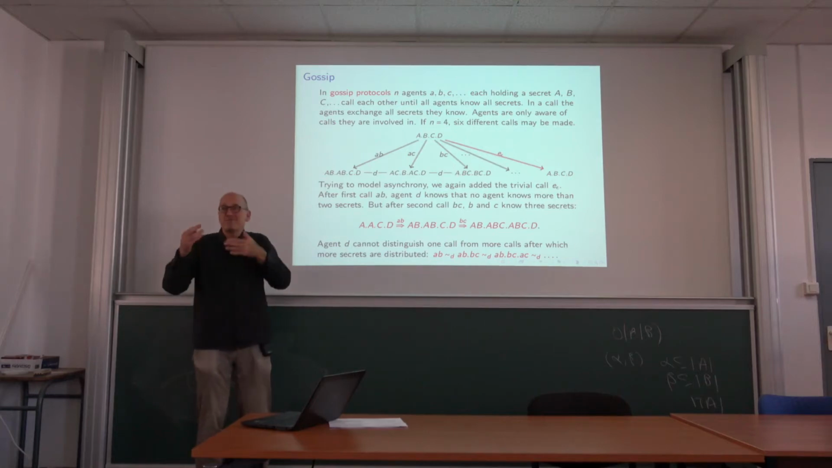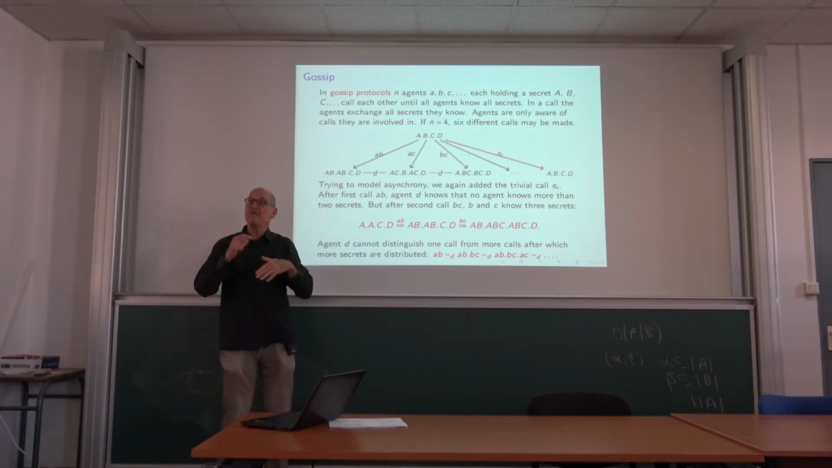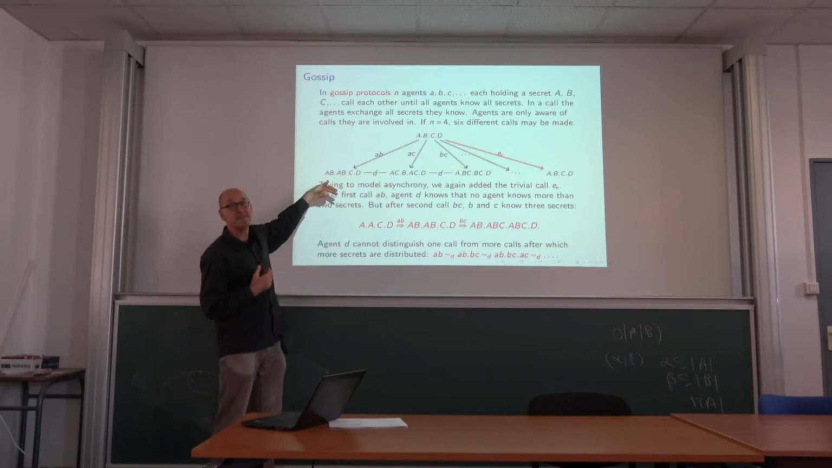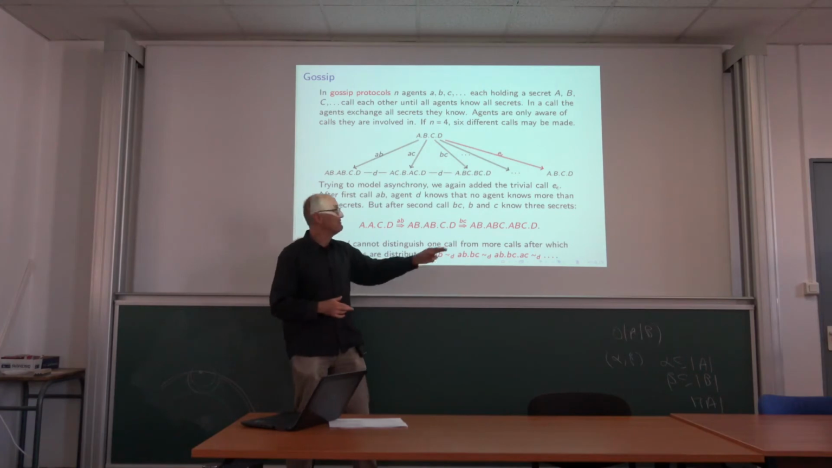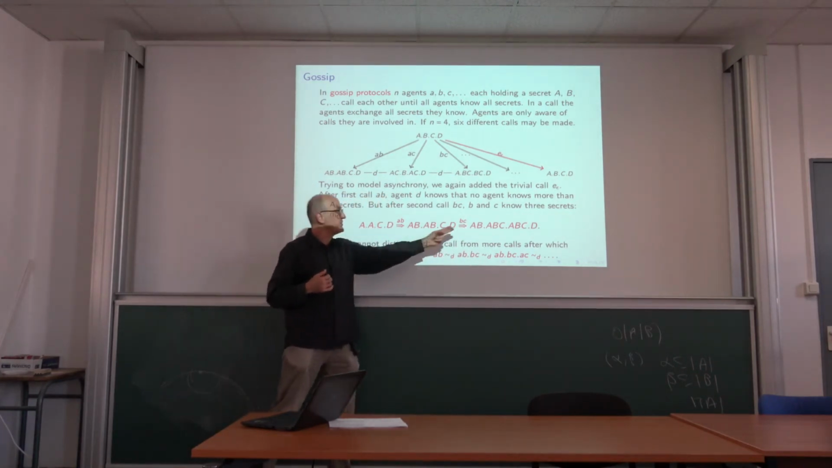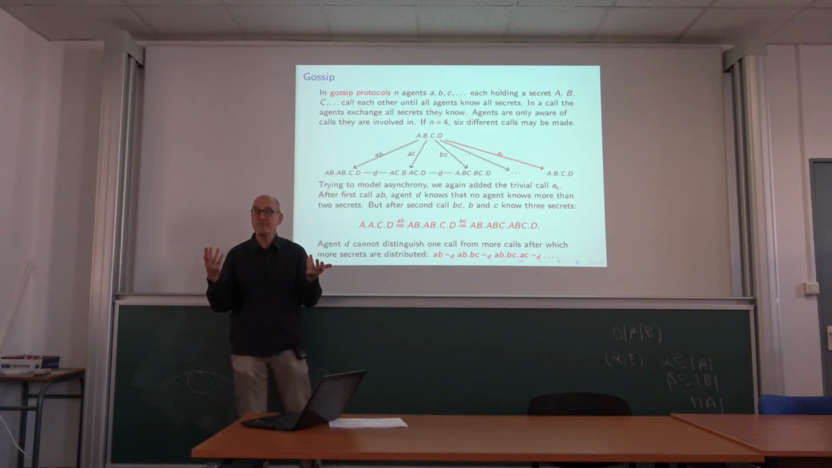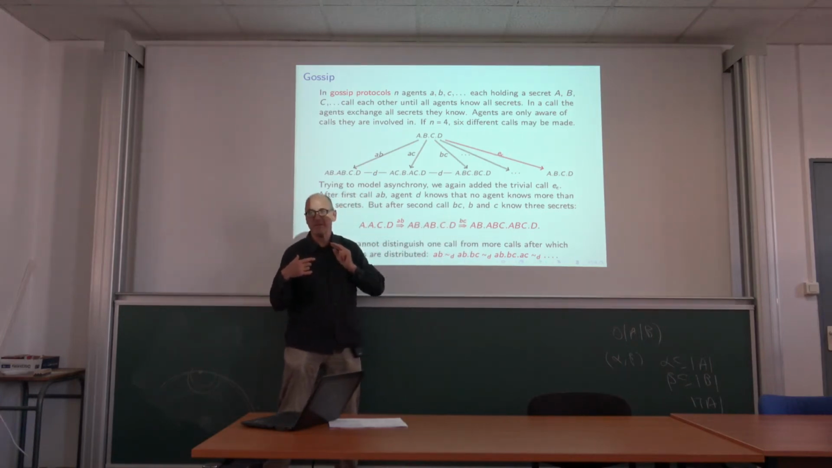And that would avoid us the trouble of having to compare this level to that level. However, in this case, there may be further calls between A, B, and C that do not involve agent D, such as this call, after which they get to know even more secrets. So, as D is still not involved in the call BC, D should also be unable to distinguish this from this distribution of secrets.